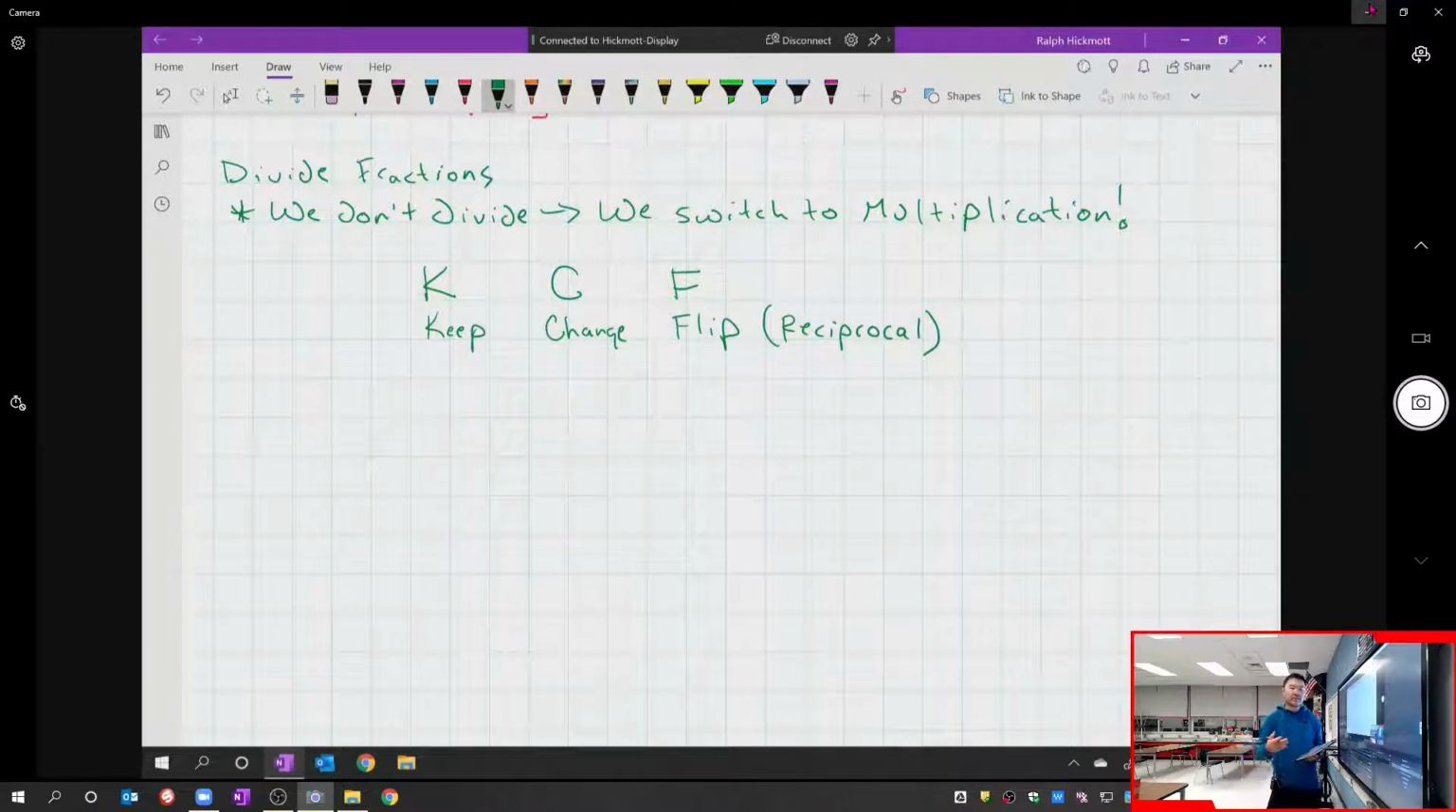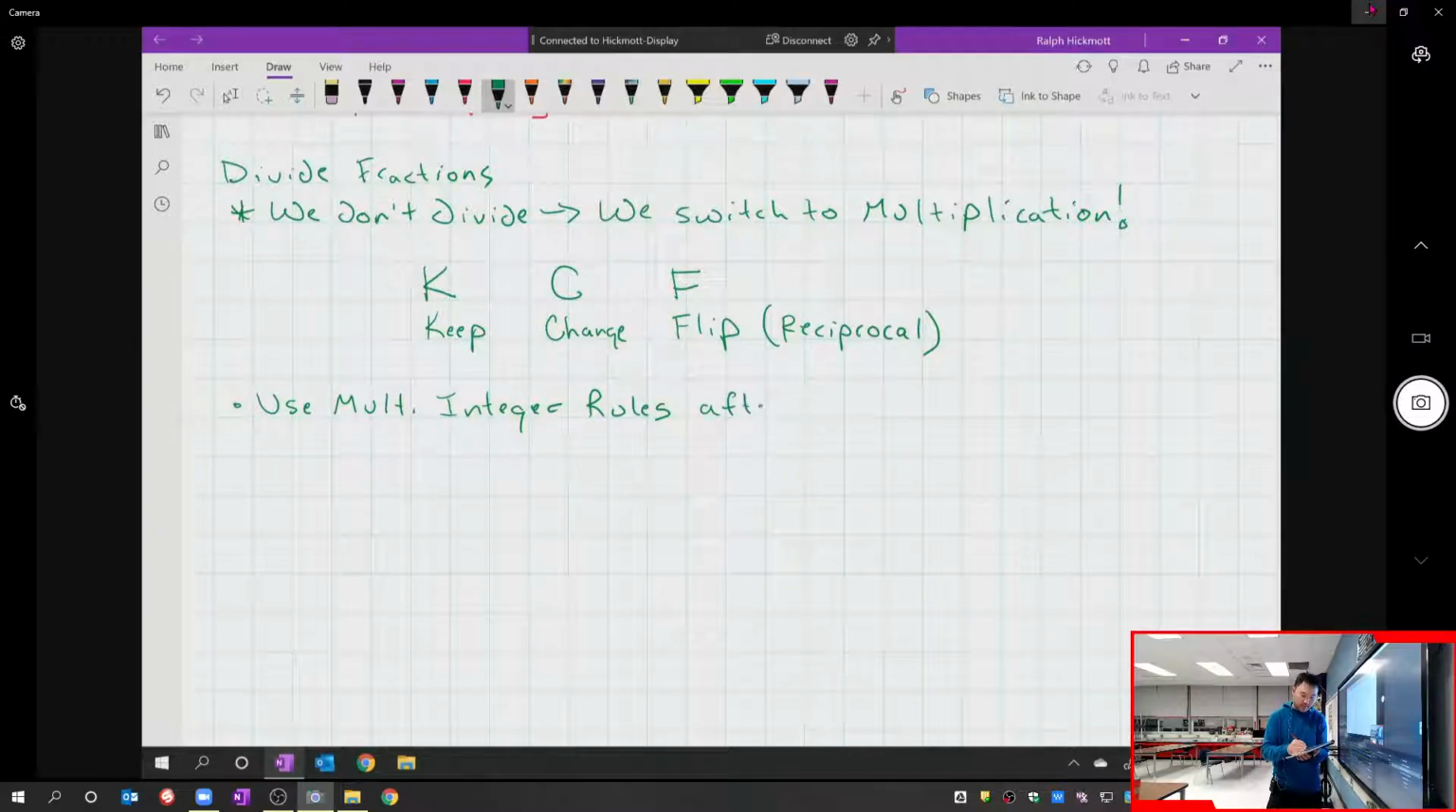So we don't actually divide, we switch to multiplication, and then use multiplication integer rules after the flip. Let me write that down while you catch up. We use the multiplication integer rules after KCF. So everything still holds. All that stuff that we talked about with improper fractions is still going to apply. But the key thing is that we're going to KCF it and then move into multiplication. So keep, change, flip.